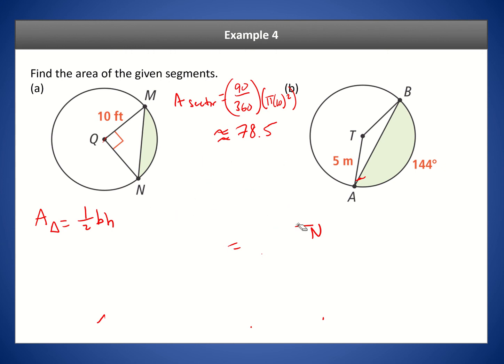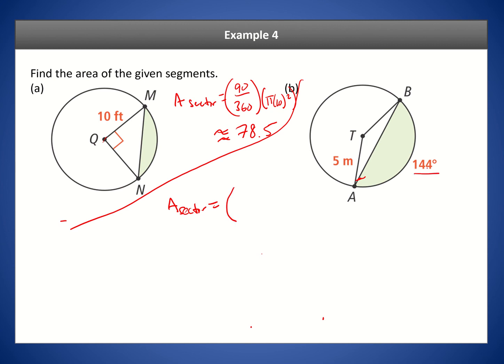Okay, so for the next problem, we'll do the area of the sector. So the entire sector, we'll do it over here. So we got the area of the sector is the angle. Now we know that this is 144, so that means this is 144. So it's 144 over 360 times pi r squared, pi times 5 squared, the radius being 5 here. And that gives us approximately 31.4.